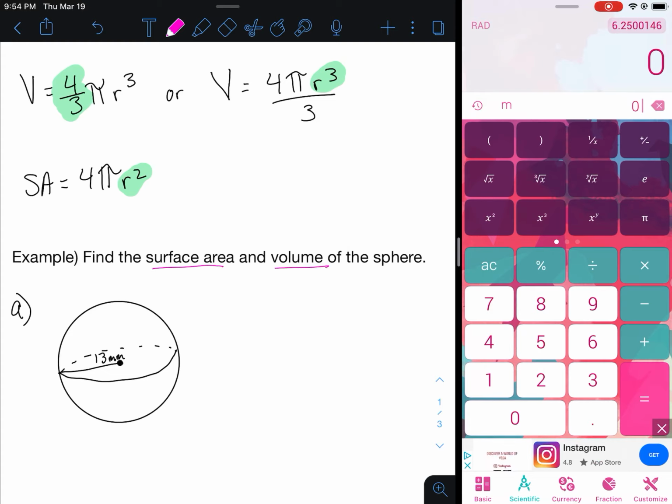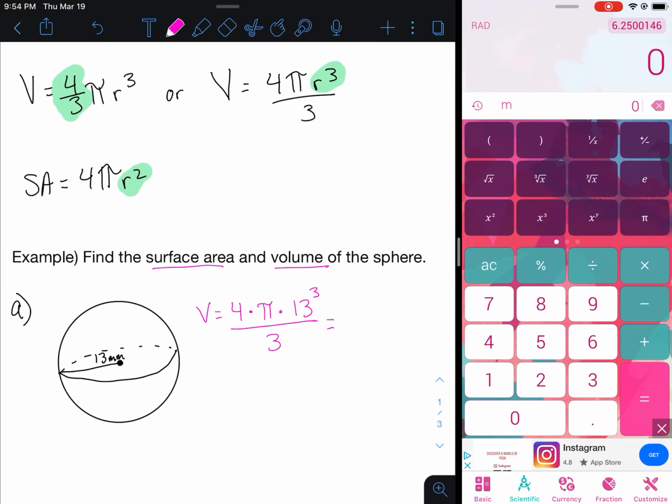On your homework today, the exact same thing. So when we have volume, we're going to take 4. We're going to use our pi button on our calculator, not 3.14. And then we're going to multiply it by our radius, which in this case is 13. And we're going to cube that and then divide by 3.